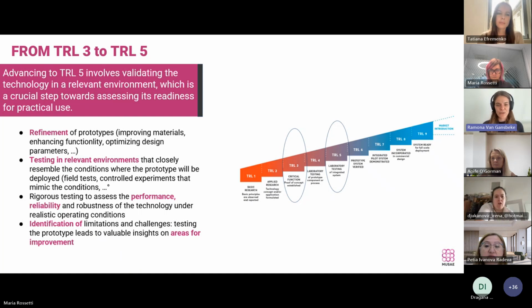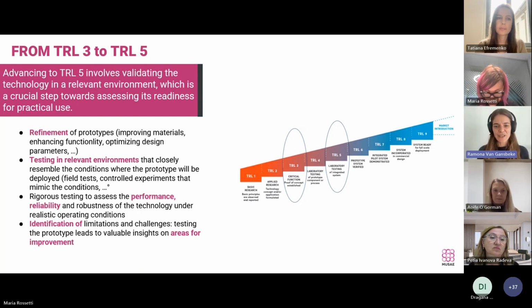You will, of course, also test the performance and the reliability of the prototype and how the technology performs under various conditions and operational scenarios. And last but not least, there's also a part of identification by testing. It also gives important insights on possible areas for improvement, some limitations and challenges.